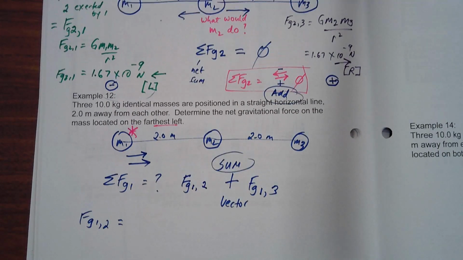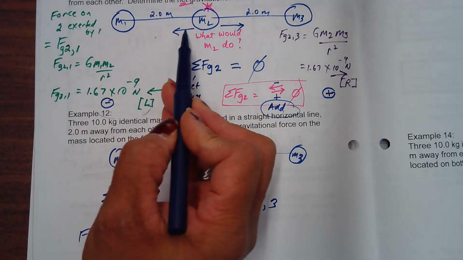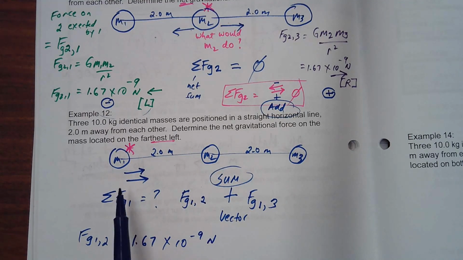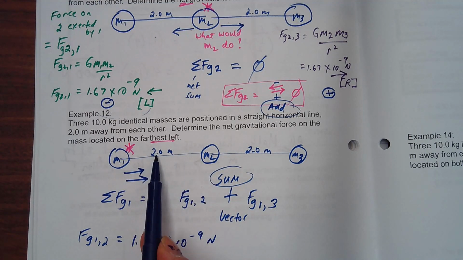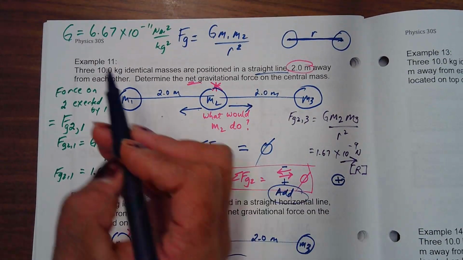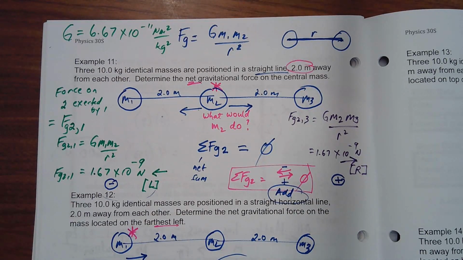Because it's the identical question. Look at 1 and 2. We found that, didn't we? Right here. So the force is 1.67 times 10 to the negative 9 Newton. So G M1 M2 divided by 2 squared. And we've done that in the previous example. What is G? 6.6. Can you guys write this down? I put it at the top so I don't have to keep writing it. Yeah, so that's going to be the G value, big G.